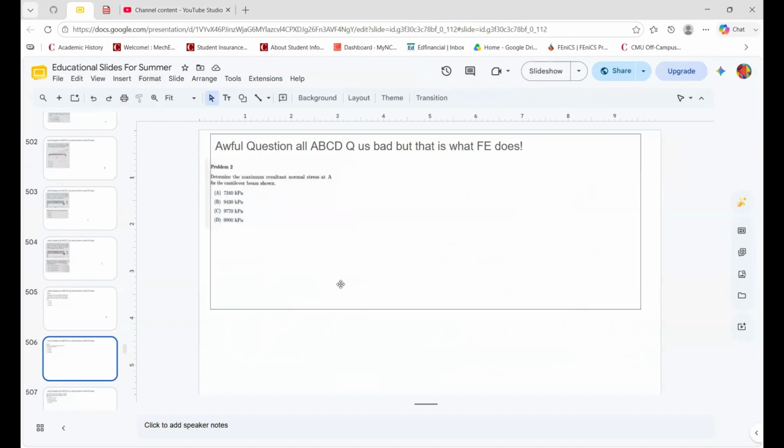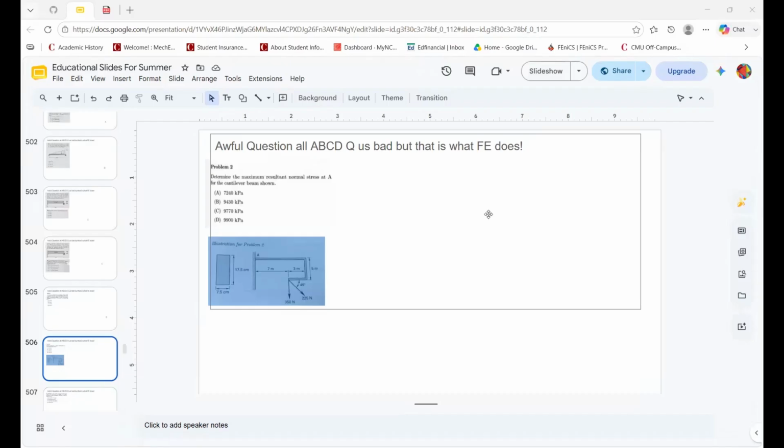So, determine the maximum resultant normal stress at A for the cantilever beam shown. I don't see this cantilever beam, so I'm going to have to grab it from the original question. Here it is: determine the maximum normal stress at A for the cantilever beam shown. There's no mass, no nothing. So here's the thing about a cantilever. Normal stress, it says, so it's going to be P over A, plus or minus my equation over here. And this can be activated because this is shown. If this wasn't shown, it cannot be activated.